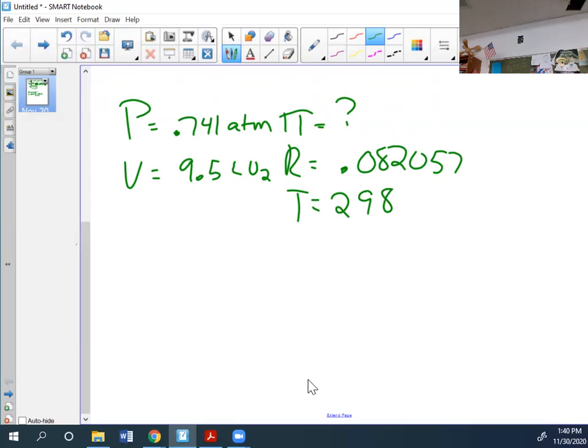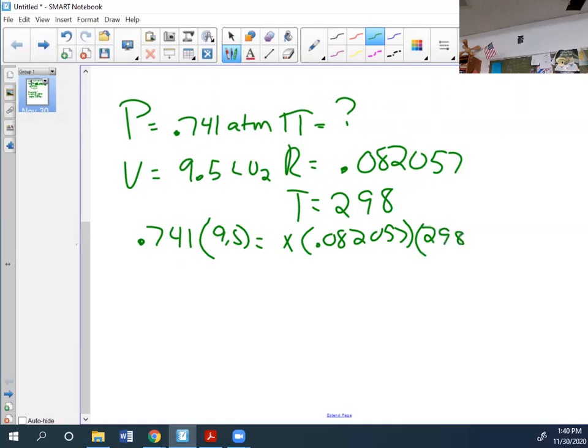So I need to do my ideal gas law problem first in this one. PV equals nRT. What does n stand for? Moles. 0.741 times 18... hold up, it's 0.0802. So someone tell me what X is.